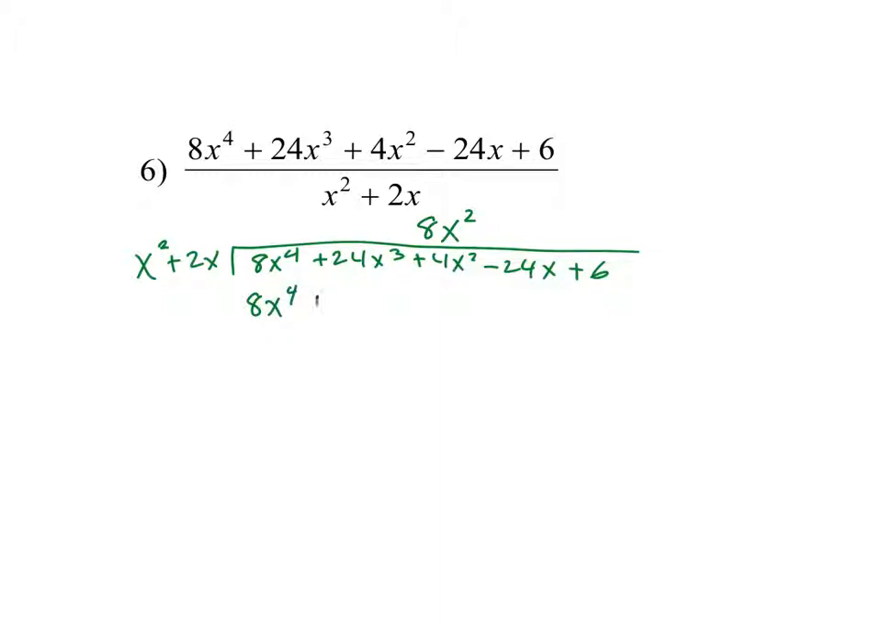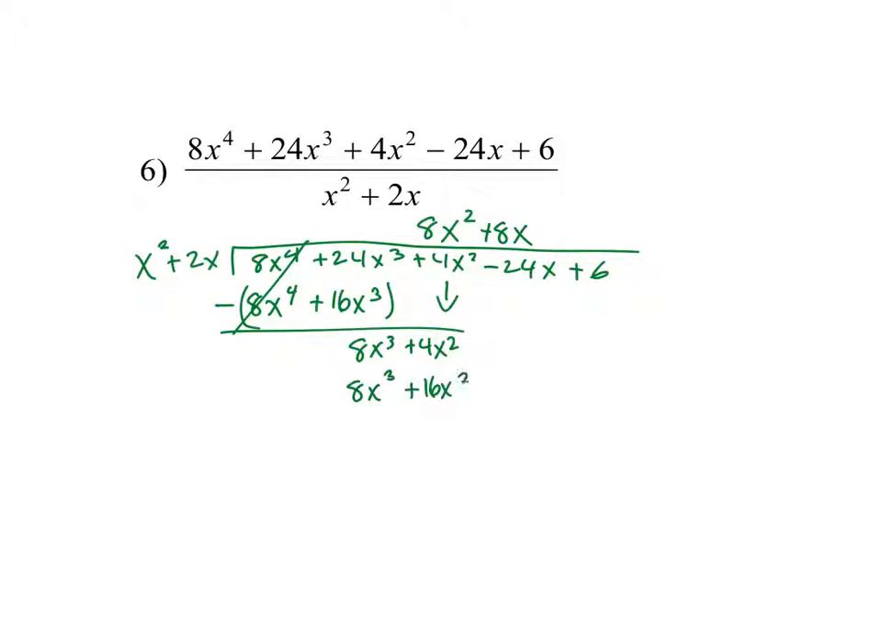Okay, so we have 8x to the fourth plus 16x cubed. And I'm subtracting. So this cancels out, and I have 24 minus 16. This is 8x cubed, right? So I'm bringing down that 4x squared. Now, 8x cubed divided by x squared is the same as plus 8x. I'm going to distribute again, so 8x cubed plus 16x squared. I'm subtracting. This cancels out, so I have 4 minus 16 is negative 12x squared. I'm bringing down the negative 24x, right?